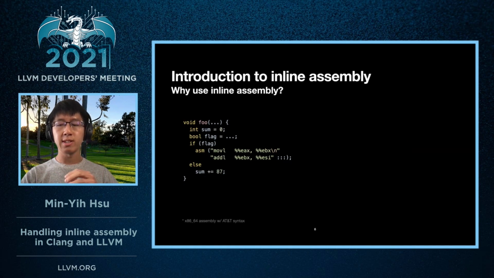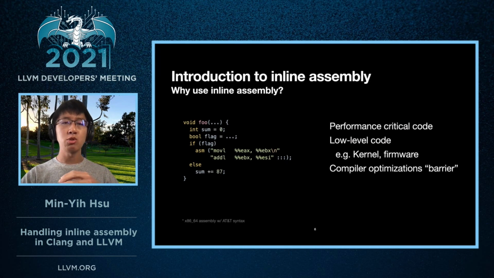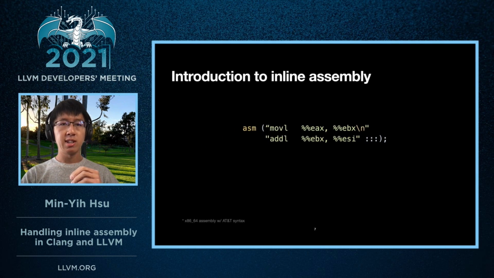So why do people do that? The first reason is performance. Sometimes a programmer wants a really specific instruction to boost their performance. Similarly, when we're writing an operating system or firmware, some features just do not exist in high-level languages. And finally, compiler optimization is really conservative about inline assembly statements. So usually programmers will use the inline assembly statement as a barrier to prevent compiler optimizations from moving instructions across this statement.